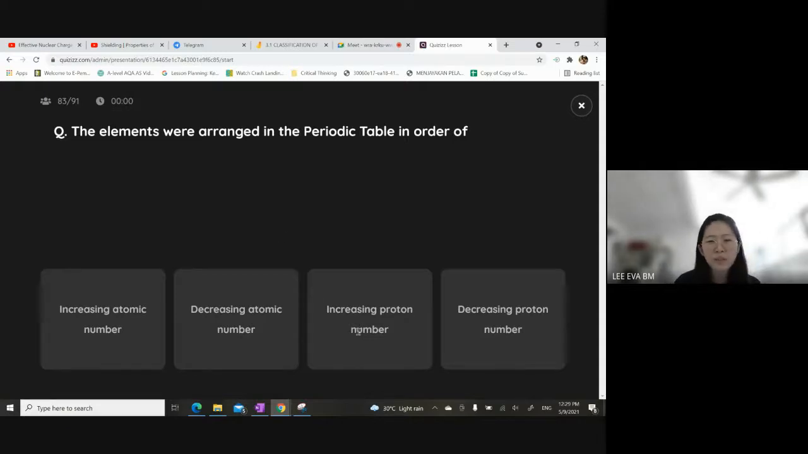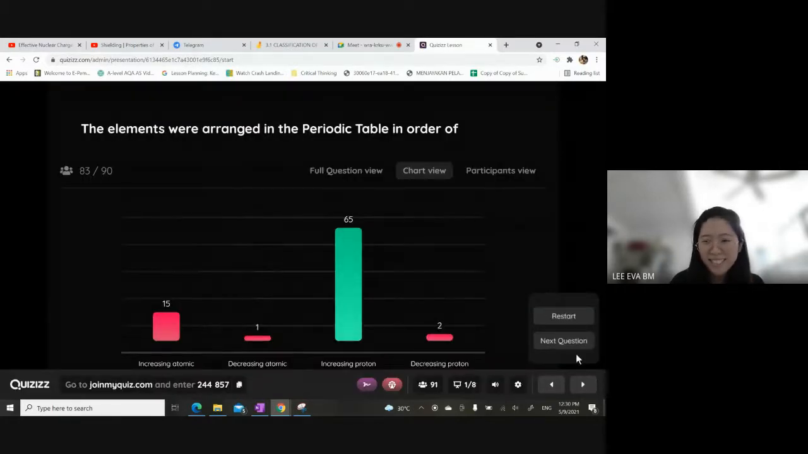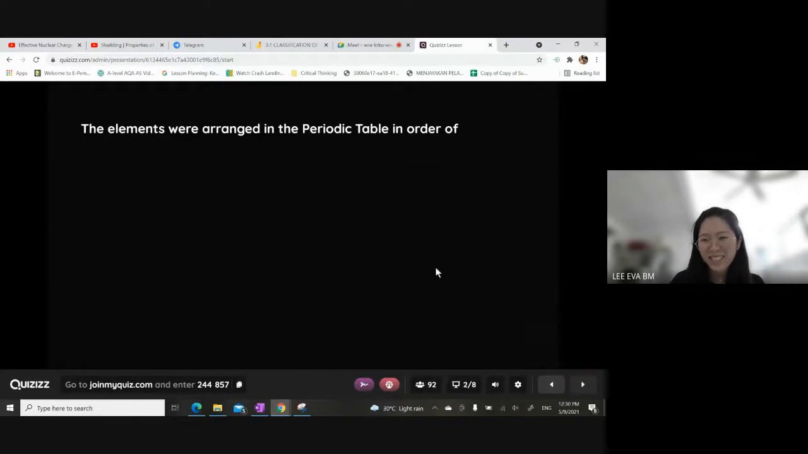Okay, so we prefer the atomic number. Sorry, a little bit of correction. Proton number is atomic number, not atomic mass. So for those who chose row 1, corrections over here. Okay, so we choose the increasing proton number. All right. Next question.